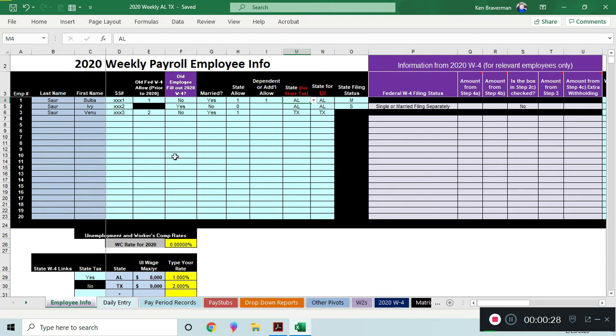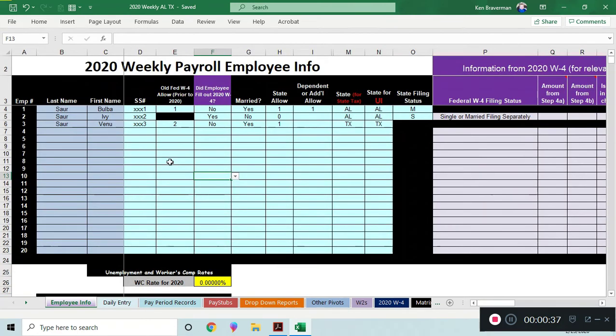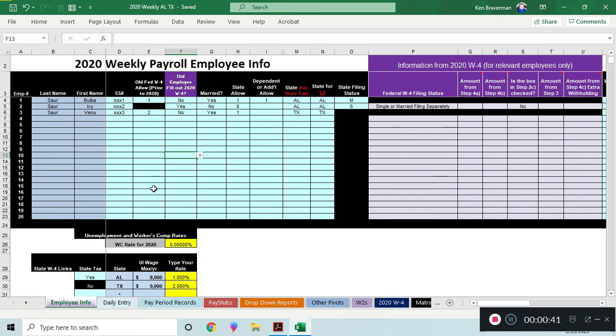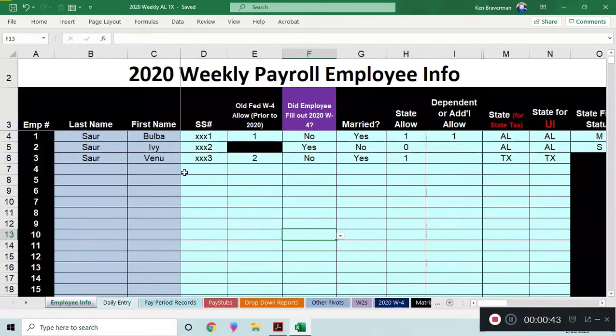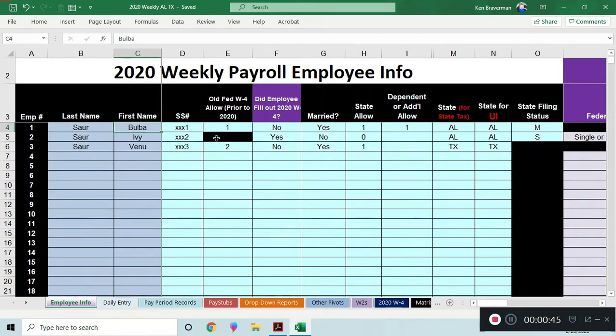Been working on the application and have progressed to make this thing even easier to use. So let's talk about all the things I've added into it over the last few days and how to use the file. So here we are in the employee info sheet. This is where you put information about your employees that's related to their employment with your company.